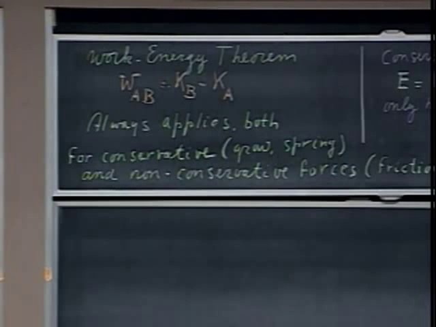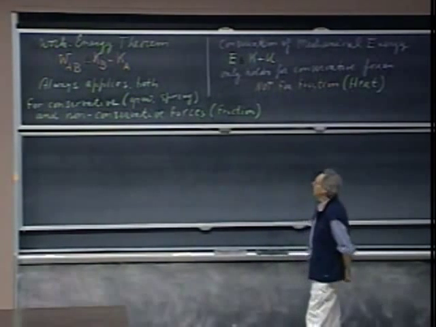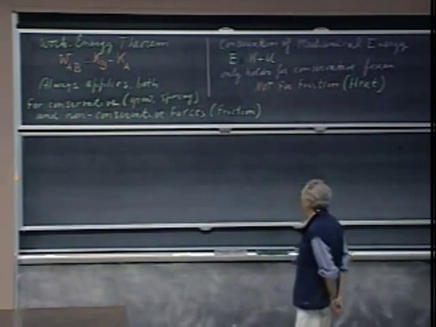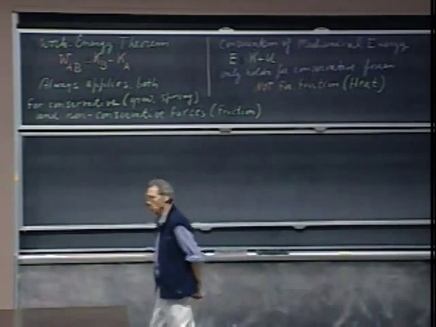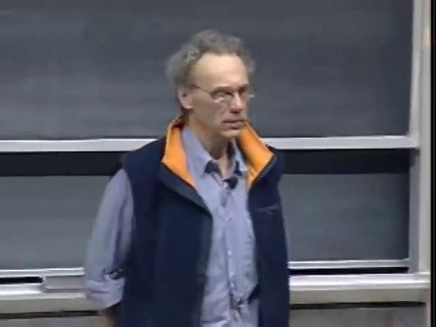The work energy theorem, which tells you that if an object moves from A to B, the work done on that object is the kinetic energy at point B minus the kinetic energy at point A. This always applies both for conservative forces like gravitational and spring forces, but it also holds for non-conservative forces such as friction. Friction can remove kinetic energy. It turns kinetic energy into heat, and that is perfectly fine in the work energy theorem.